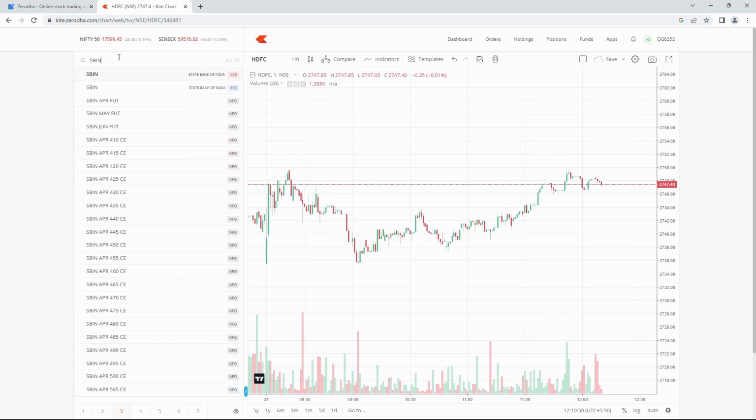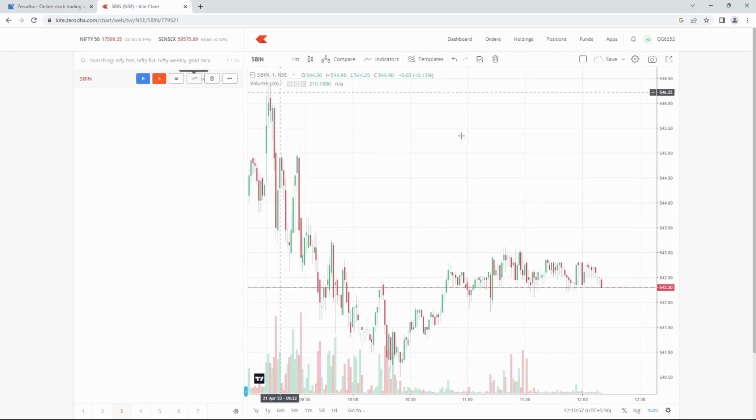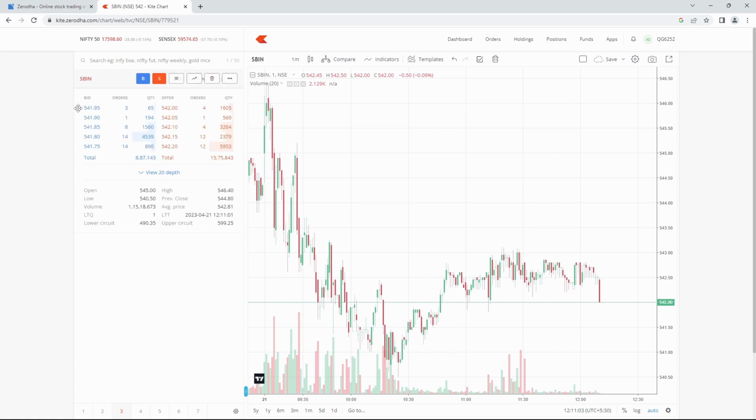Let's say I'm adding a banking stock over here called SBI, and I have added this stock to monitor the prices and to see some more data about this particular instrument. Starting off with this particular feature, you will be able to see the depth of this instrument. On the left side of it, you will be able to see the bids, and on the right side of it, you will be able to see the offers.